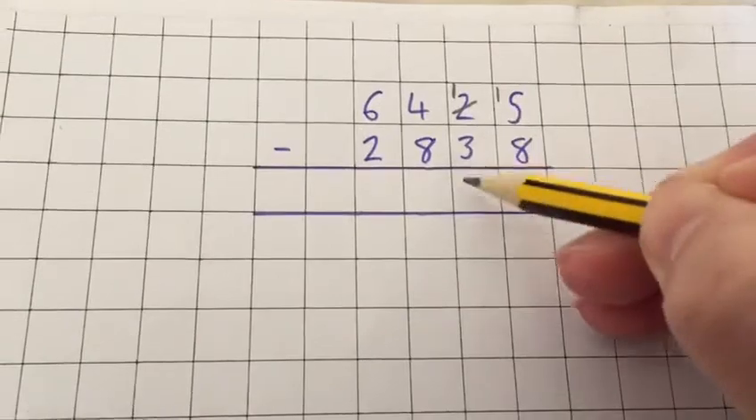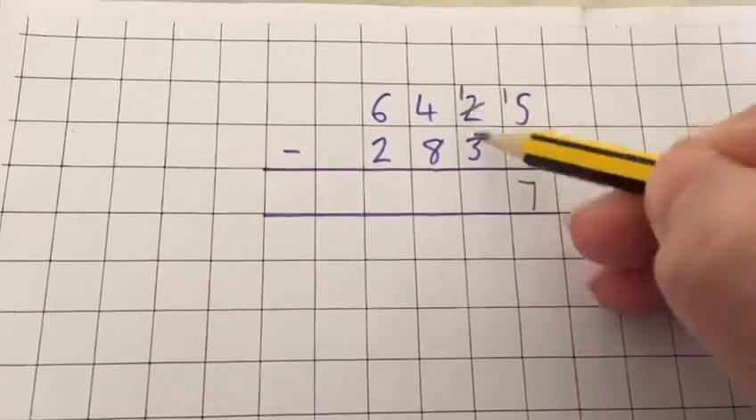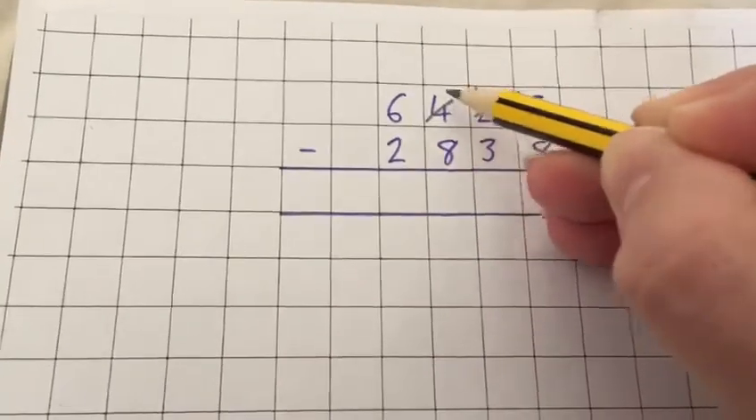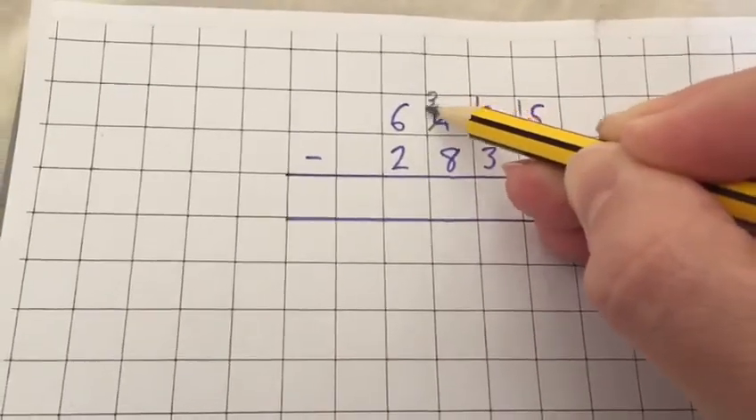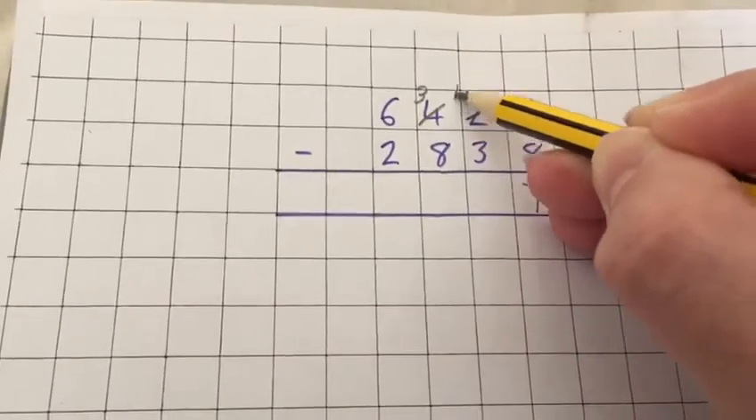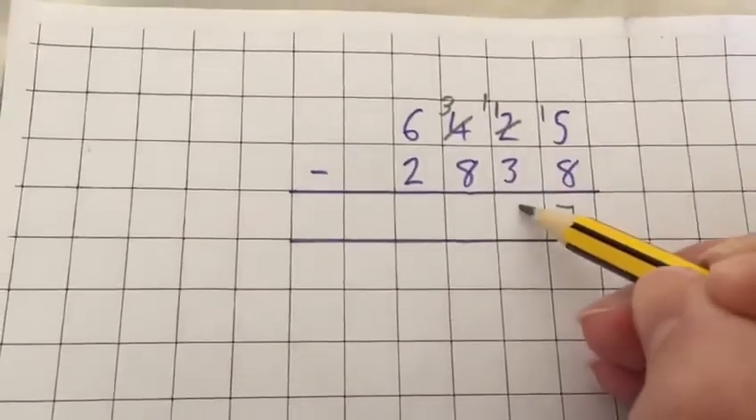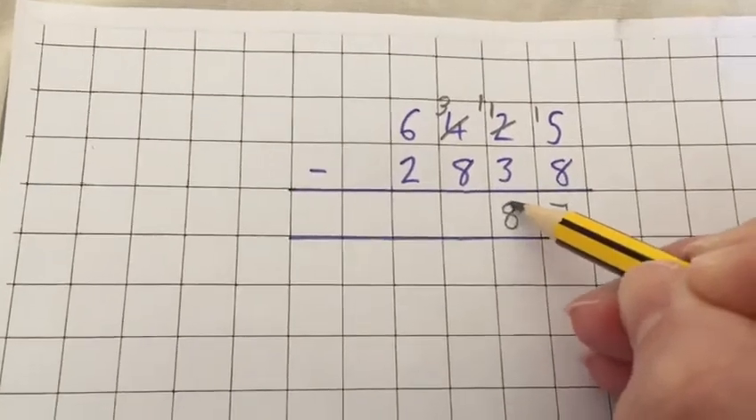And we move back onto the next column, and then it's 1 subtract 3. We know we can't do this again, so then we need to go to the next column to do another exchange. That will leave us with 3 there, and this one will now be 11. So we've got 11, and we're going to subtract 3, which equals 8.